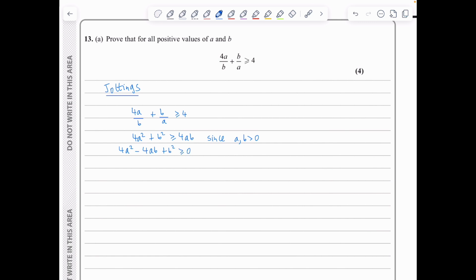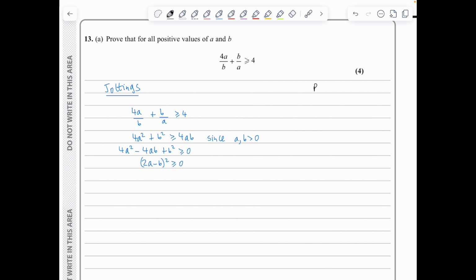And I should be able to recognize the left-hand side as being a perfect square. It's 2a minus b all squared being greater than or equal to 0. Well, we know that this is always the case because anything squared cannot give me a negative result. So this is the starting point I was after. So I can now go and present my solid mathematical proof.